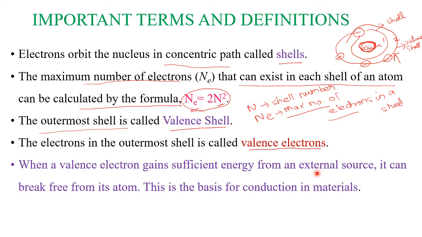The last definition we need to identify is that when a valence electron gains sufficient energy from an external source, it can break free from its atom. This is the basis for conduction of materials. The energy can be heat energy or light energy. When the valence electrons gain some energy, they can come out of the atom and become free electrons. And the free electron is the basis for the conduction of materials.